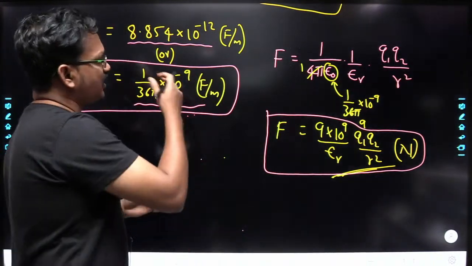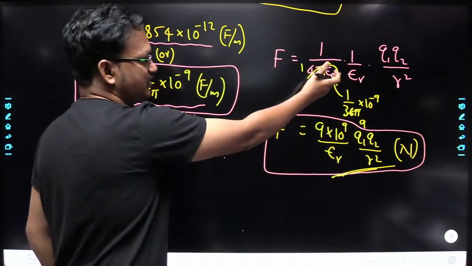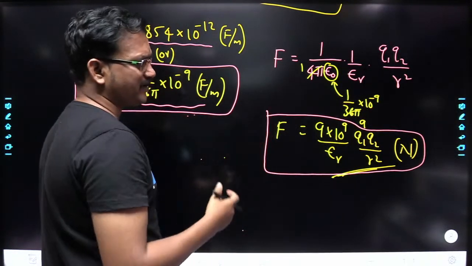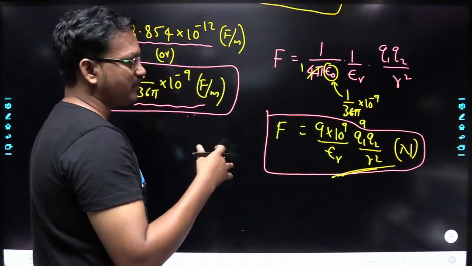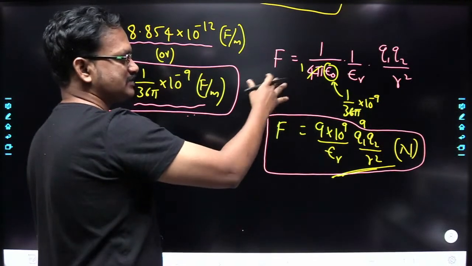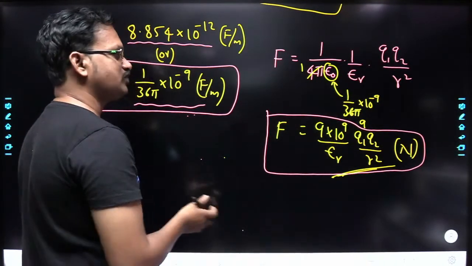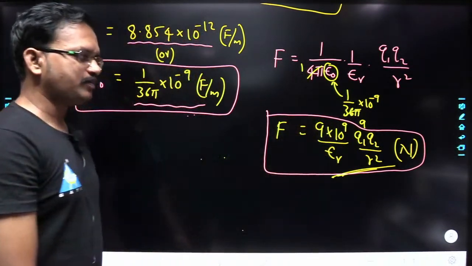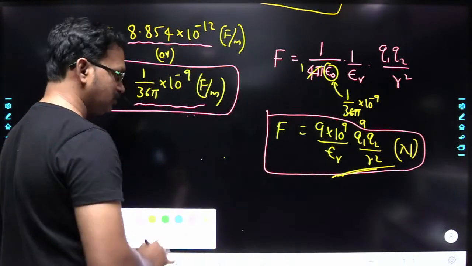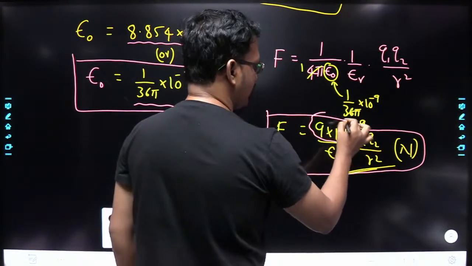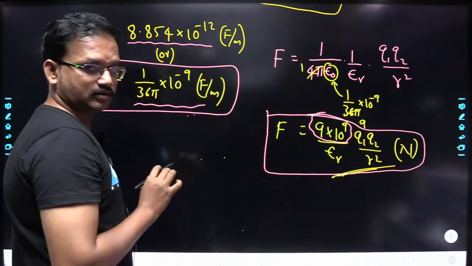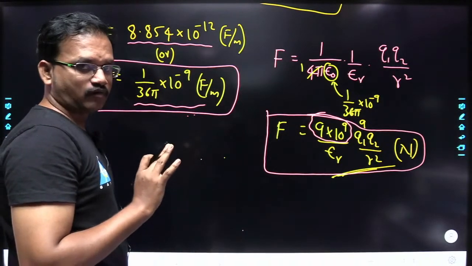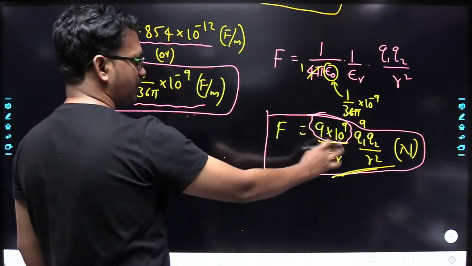If you write 8.84854 something in this expression, it will get somewhat complicated mathematically. Calculation will become somewhat difficult while solving the problem. So instead, just represent 1 by 4 pi epsilon naught with 9 into 10 power 9. Always remember this value: 9 into 10 power 9 divided by epsilon r. That is the value of 1 by 4 pi epsilon.